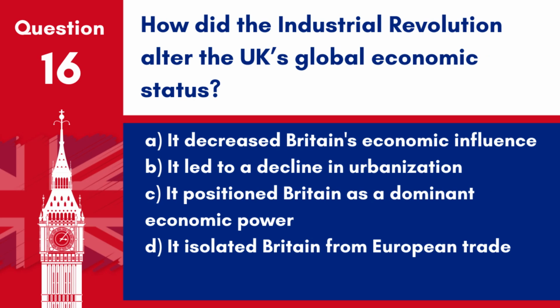Question 16. How did the Industrial Revolution alter the UK's global economic status? A. It decreased Britain's economic influence. B. It led to a decline in urbanisation. C. It positioned Britain as a dominant economic power. D. It isolated Britain from European trade.